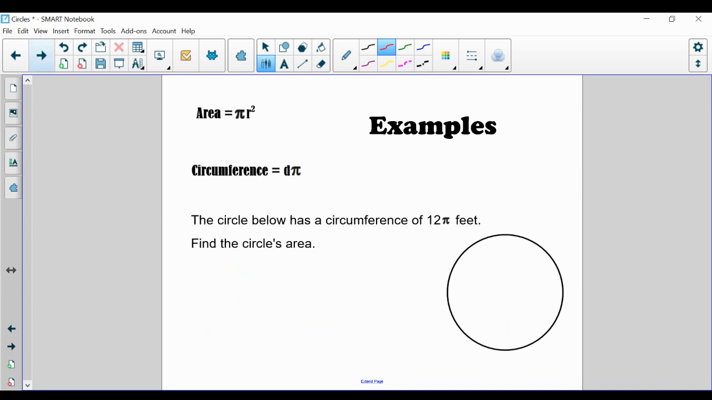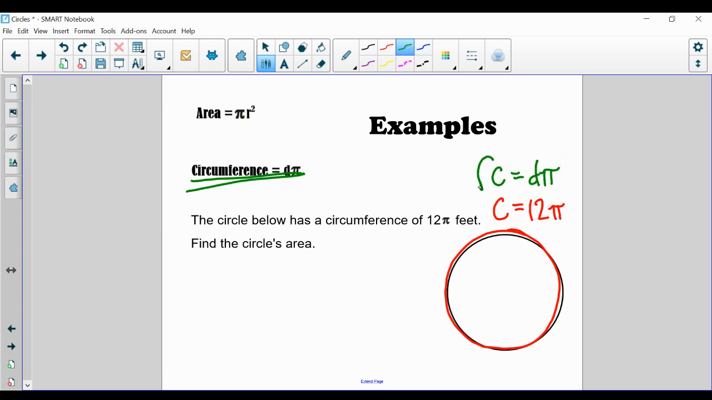All right, one more problem. It says the circle below has a circumference of 12 pi feet. Find the circle's area. All right, this one's a little trickier. We know that the distance around the circle, also known as the circumference, is 12 pi. We also know that the circumference is the same thing as d, the diameter, times pi. Based on this information, we can recognize that our diameter is 12, or 12 feet based on our units.